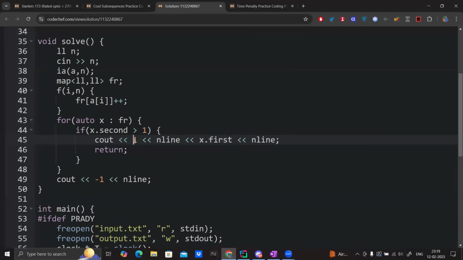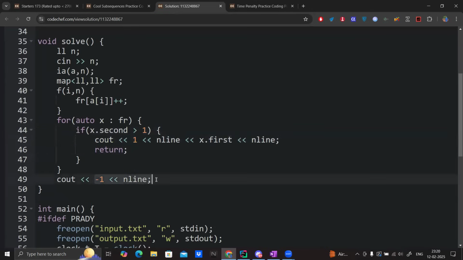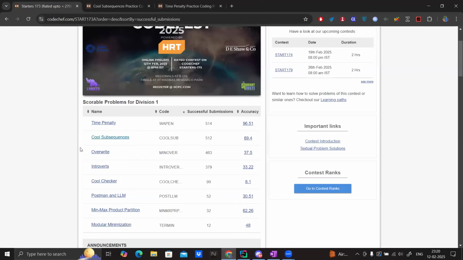And it also demands the size of the array. So I just print 1 and then x dot first, and then I return. And if this condition is not satisfied for any x, then print -1, because all the elements are distinct. Okay, so is it clear, guys? Okay, I hope it is clear. So I'll move on to the next one.